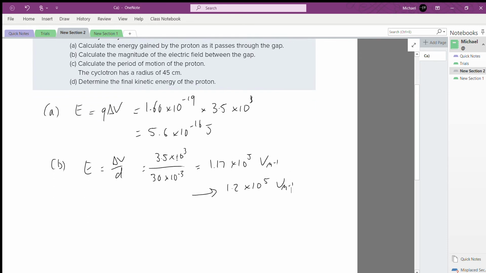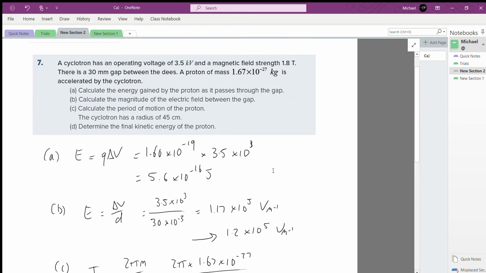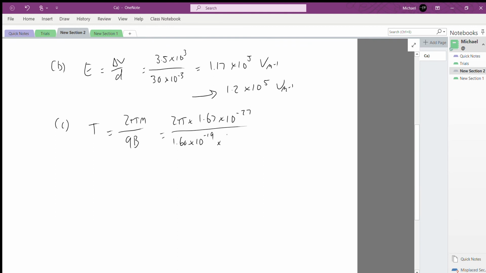Part C, we need to calculate the period of the motion of the proton. So here, again, this is using a fairly straightforward formula. We have T equals 2 pi m on QB. Everything we know is in the question. So here, 2 pi is 2 pi. Mass of a proton, 1.67 times 10 to the power of minus 27. The charge, as we said, is just 1.6 times 10 to the power of minus 19. And the magnetic field strength in the question was 1.8.